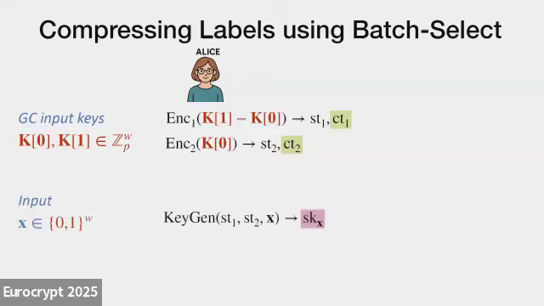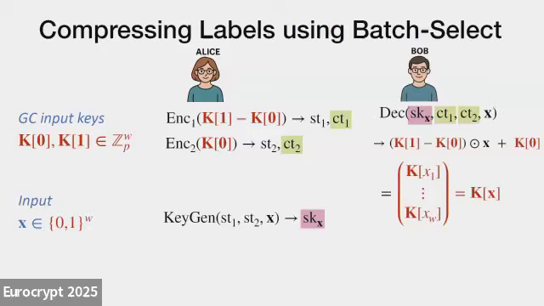Now, once she knows what the input X to the circuit looks like, which is a bit string of length W, she just treats this vector as the selection vector and obtains the secret key SKX from it. And then now we can see what Bob is going to learn. Exactly this evaluation term right here, which turns out to be the set of input labels that Bob needs in order to evaluate the garbled circuit on input X.